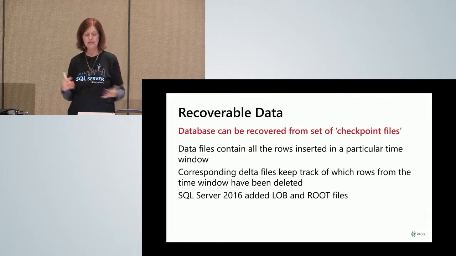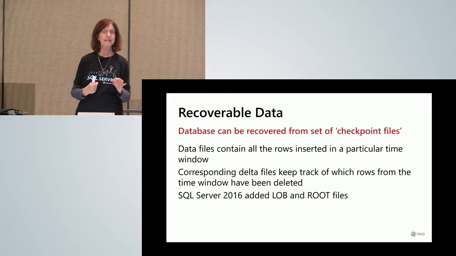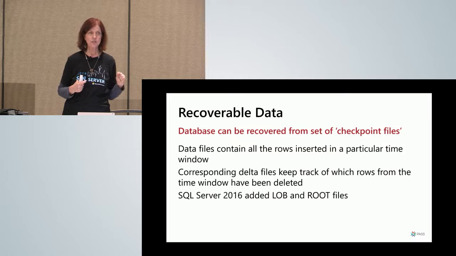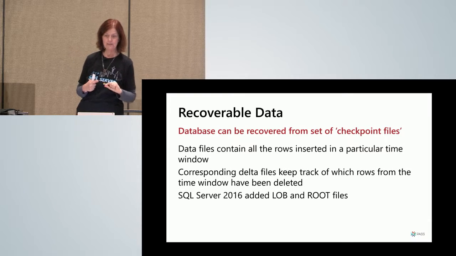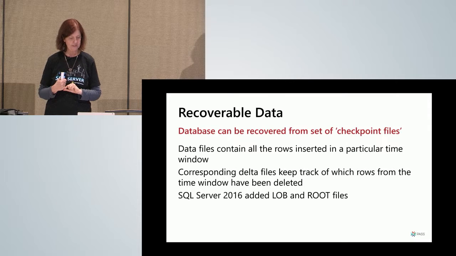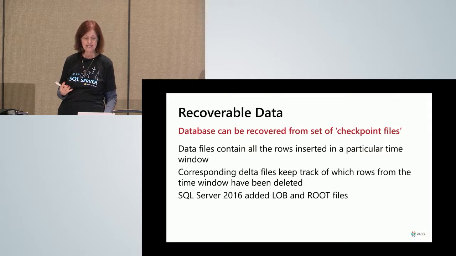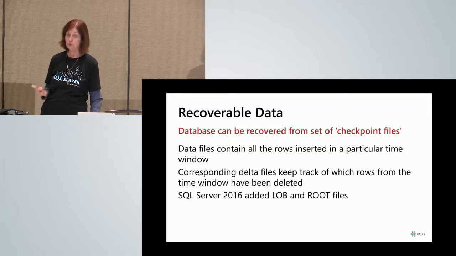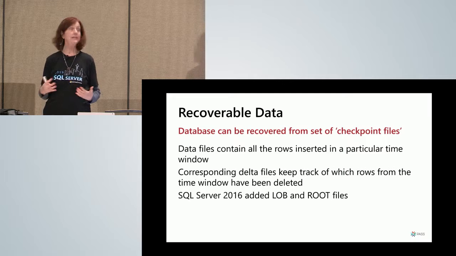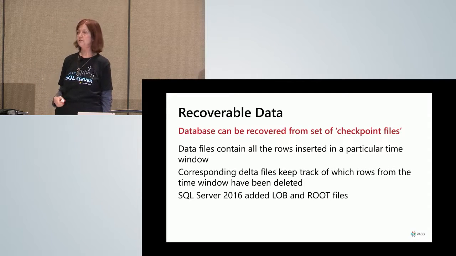Each set of inserted rows has a corresponding file we call a delta file, which is the row IDs of which of those inserted rows really don't exist anymore because they've been deleted. Those are the delta files. SQL 2016 added two additional flavors of files to keep track of large object data, and something called a root file, which helps SQL Server keep track of all the other files a little more efficiently.